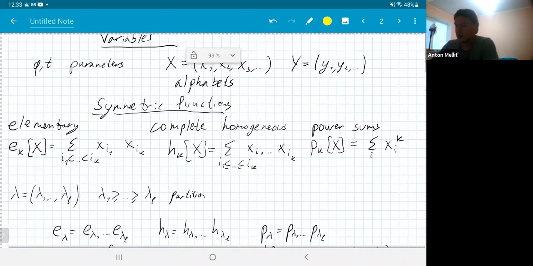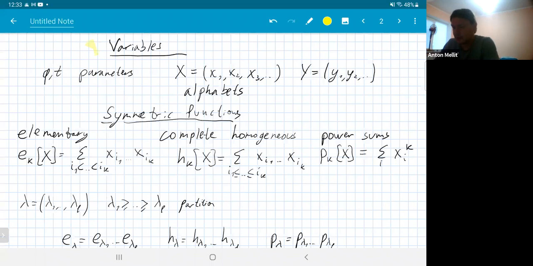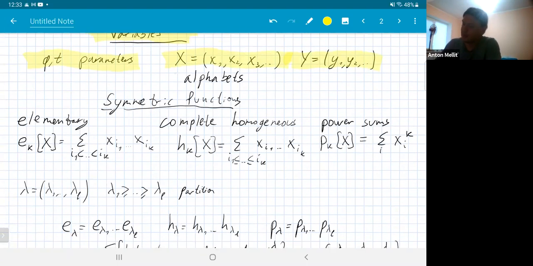some of them standard. So I will sometimes talk about variables, and there are two kinds of variables. Some of the variables I call parameters, Q and T, and then there are infinite sequences of variables, usually X and Y. So I denote by capital letters the whole sequence, and this I will call alphabets. And I will talk about symmetric functions. And to fix notations, there are elementary symmetric functions, complete homogeneous symmetric functions, and here is the power sums.